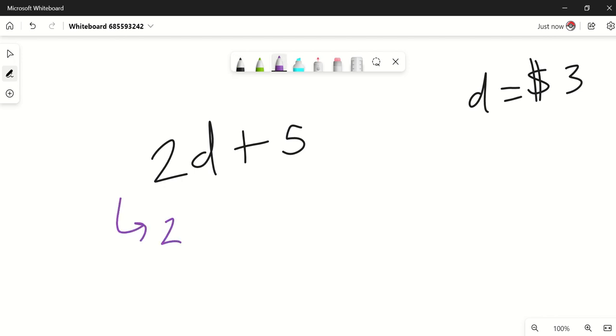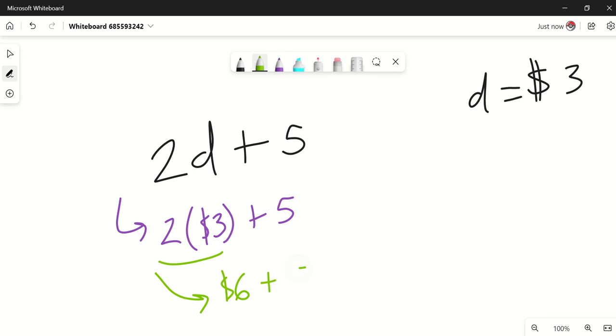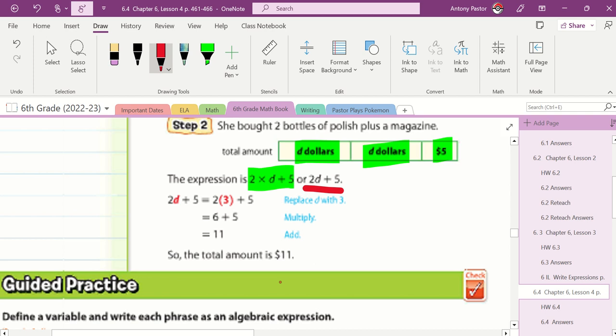This is going to become 2 times $3 plus 5. Multiplication and division happen first from left to right, so that'll be $6 plus 5. And this is actually dollars as well because there was $5 for the magazine. That will give me a grand total of $11. This girl spent $11 on 2 things of nail polish and a magazine. And that's our answer there.